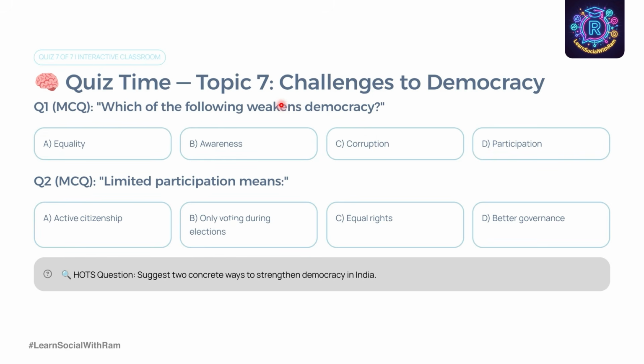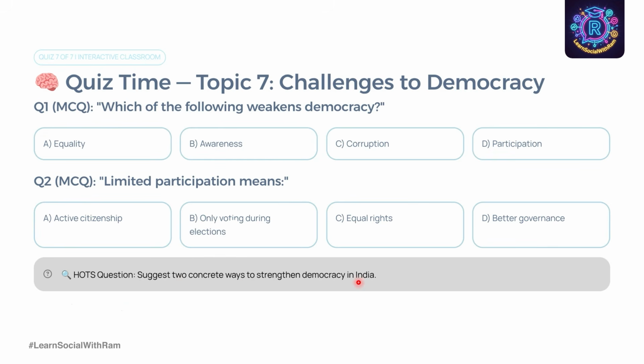Now let us try to answer the MCQ on the last topic. Question number 1. Which of the following weakens democracy? Option A, equality. Option B, awareness. Option C, corruption. Option D, participation. Question number 2. Limited participation means option A, active citizenship. Option B, only voting during election. Option C, equal rights. Option D, better governance. You can also comment down the answer in the comment section.